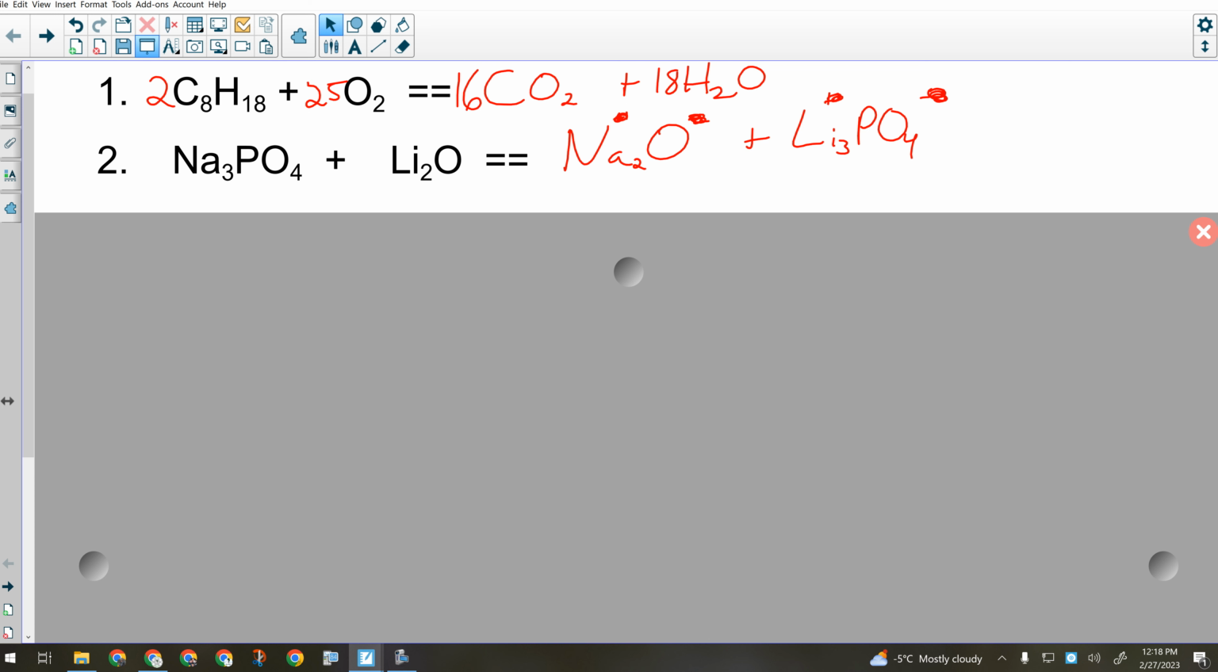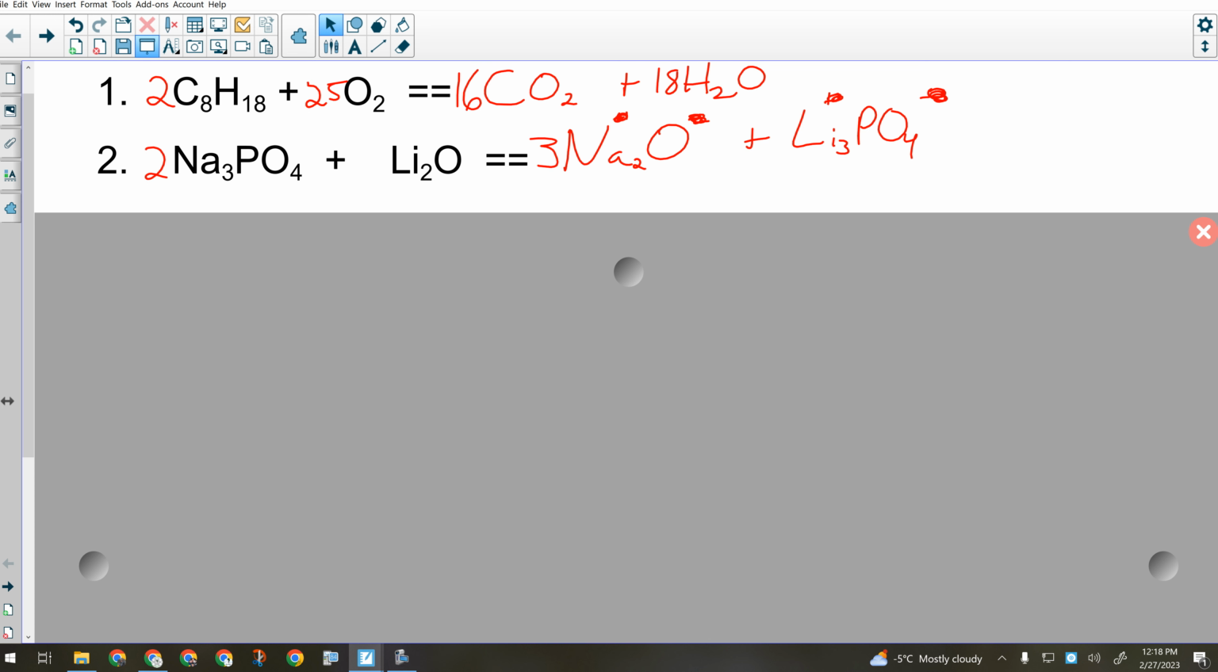Okay, and now I got a balance. So, 3 is my biggest number. It's for sodium and lithium, so since sodium's first, I'm going to go with that. 3 sodium on this side, 2 over there. What do I need to balance it with? 6, yeah, okay, so 2 times 3 is 6, and 3 times 2 is 6.